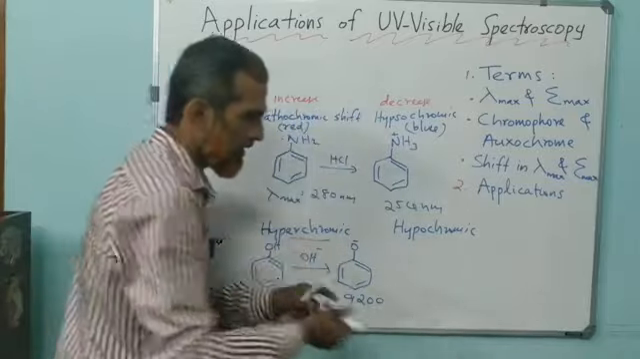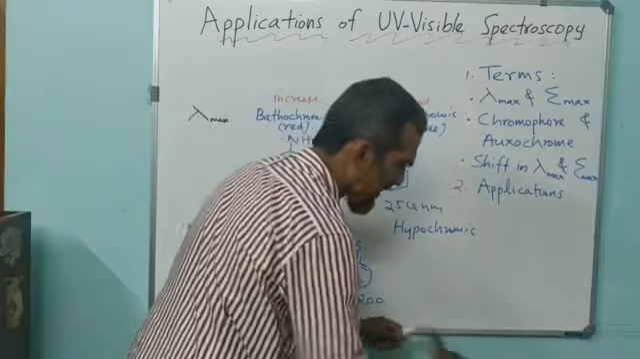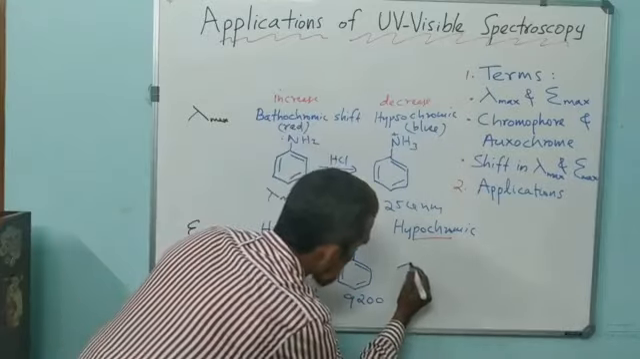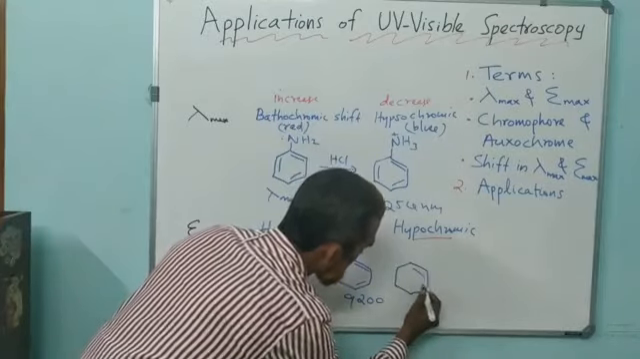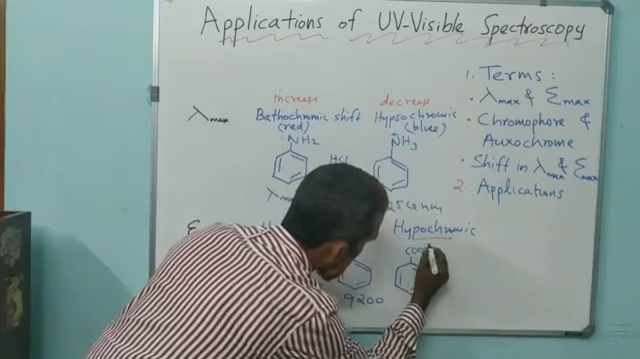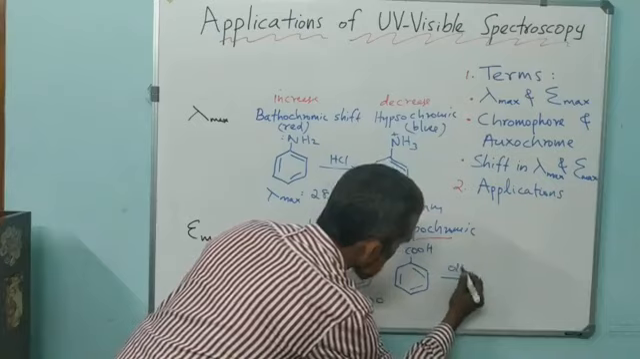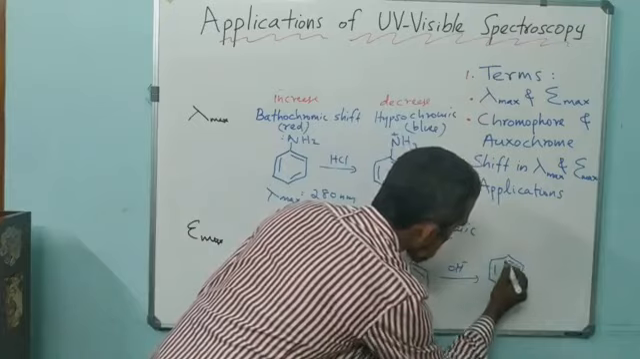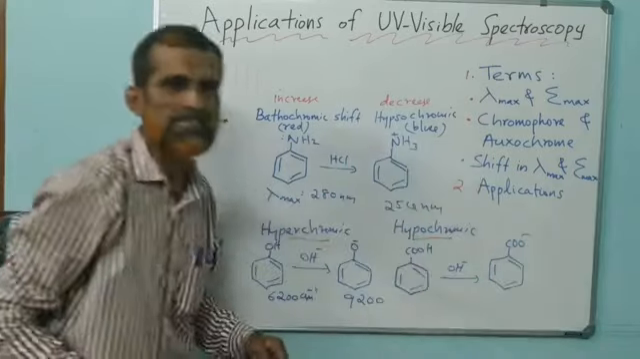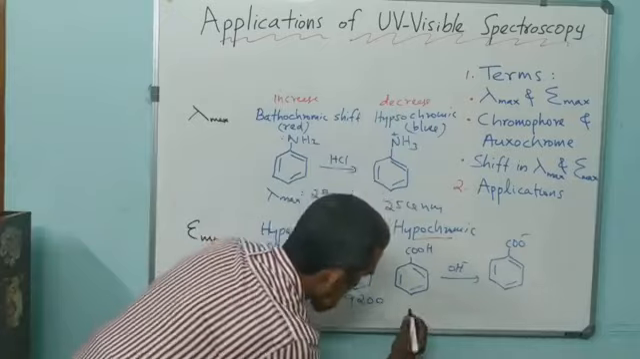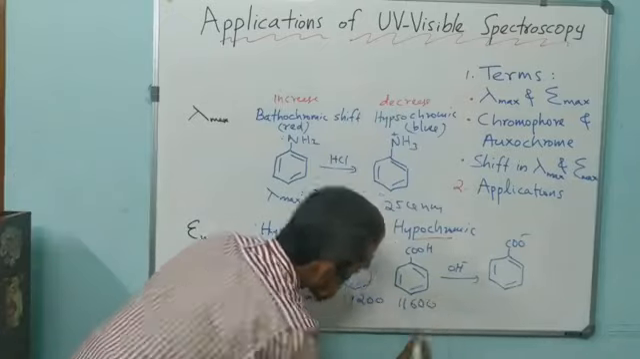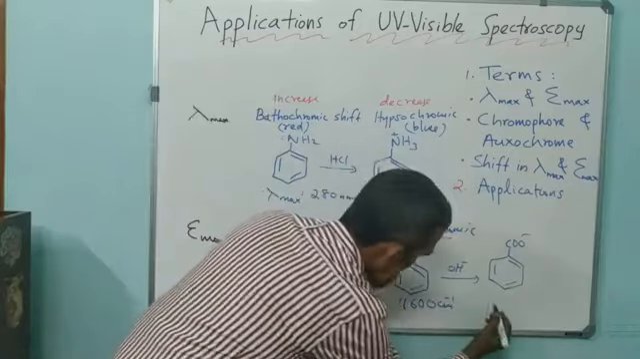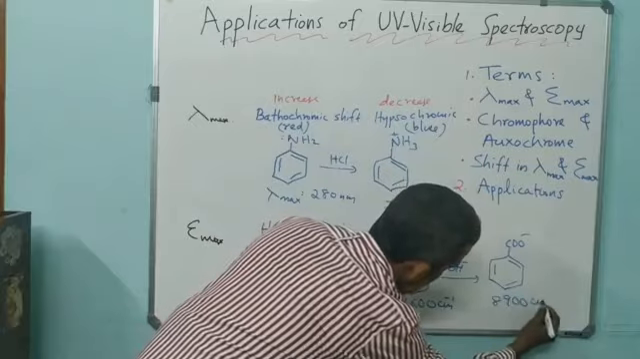And if intensity decreases, the phenomenon is called hypochromic shift. An example here is similar to phenol. If you take benzoic acid and it is basified, to benzoic acid you are adding NaOH, for example, a base is added, it will become benzoate ion, CO minus. In this case, it's found that the intensity is falling, where it is 11,600 centimeter inverse here. On basifying, on adding a base, it reduces to 8,900 centimeter inverse.